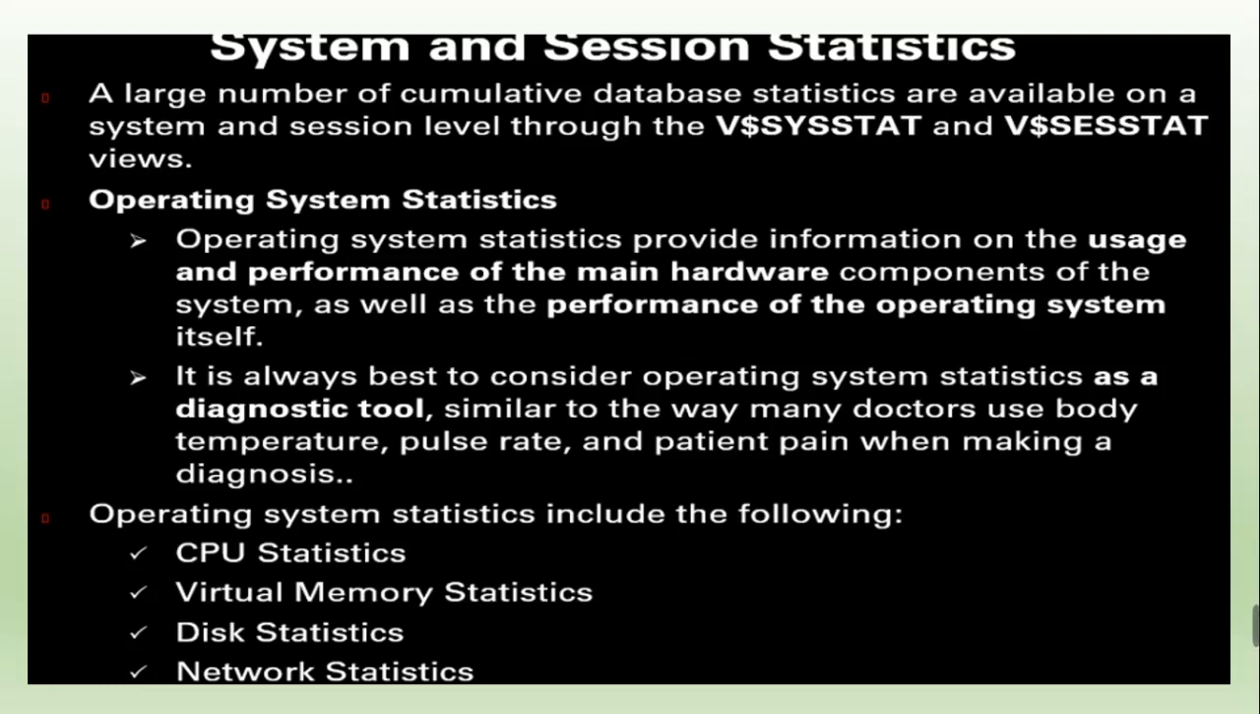Operating system statistics provide information on the usage and the performance of the main hardware components of the system as well as the performance of the operating system itself. It is always best to consider operating system statistics as a diagnostic tool, similar to the way many doctors use body temperature, pulse rate, and patient pain when making a diagnosis. Operating system statistics include the following: CPU statistics, virtual memory statistics, disk statistics, network statistics.